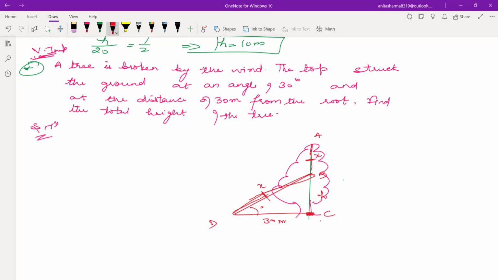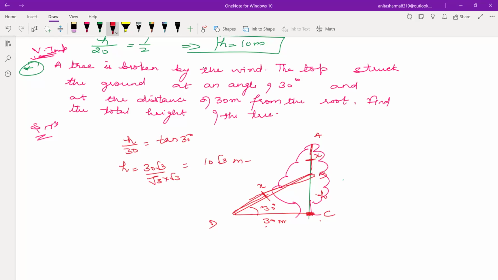So I am giving you a hint. H upon 30 will be equal to perpendicular upon base. Ma'am, what is 30 divided by root 3? It's like 17.32, right? So the value of H will be 30 by root 3. You will rationalize it, then you will get 10 root 3, right?